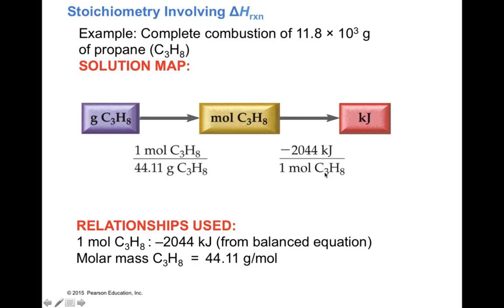So 1 mole of propane released this amount. If this were positive, we may say that 1 mole of propane absorbed. But because it is negative, the correct way to say this is that 1 mole of propane will produce 2044 kilojoules of energy.